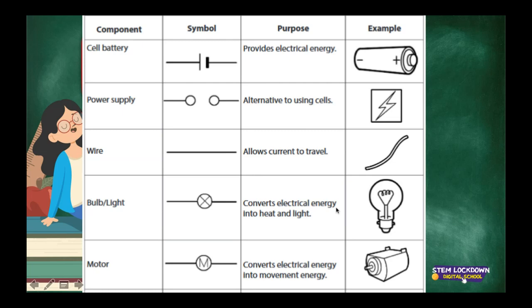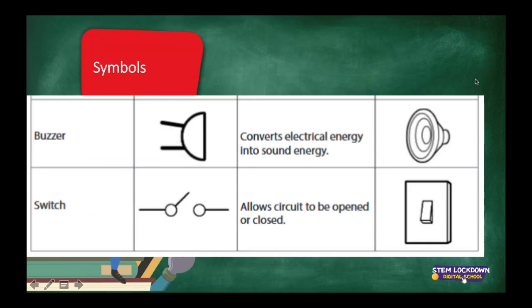Moving on. So the last two symbols are a buzzer. That is basically how you would draw the symbol of a buzzer. And what does a buzzer do? It converts electrical energy into sound energy. And there's an example of a buzzer. It looks something very similar to a speaker. I've seen a lot of those signs actually on my laptop or something.